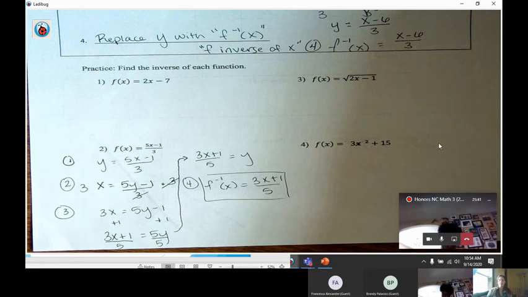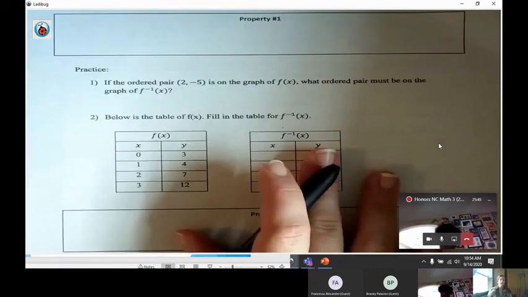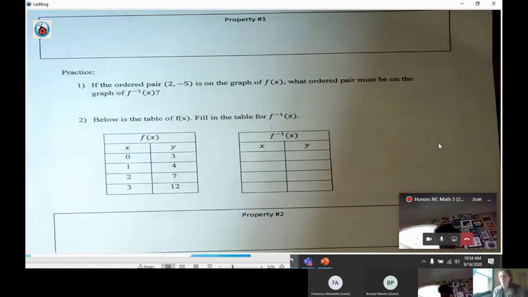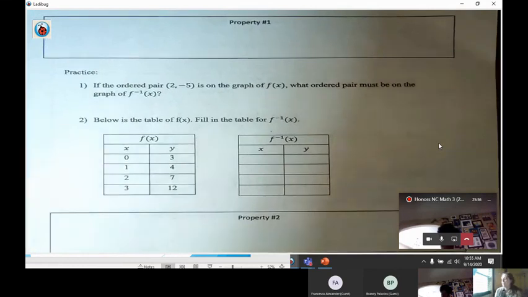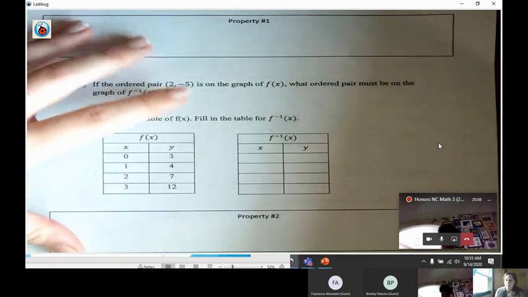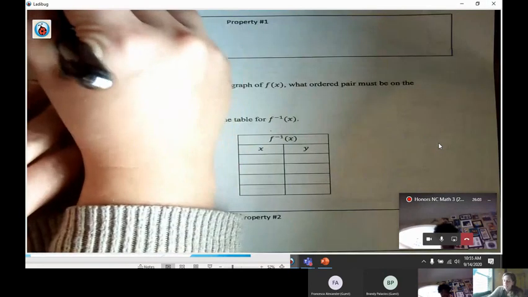So I'm going to flip it over. So in property 1, we've talked about inverse functions. We've defined them. We figured out how to get them from an original function. So for property 1, it has these 2 properties that can be really helpful. So we're going to talk about those. So property 1, I really like this one.